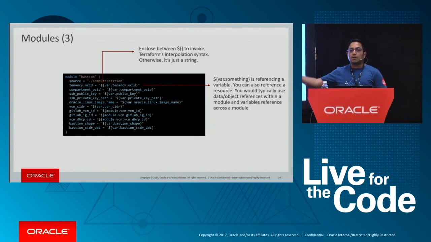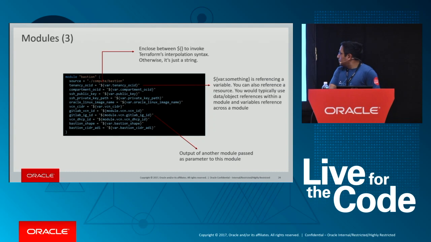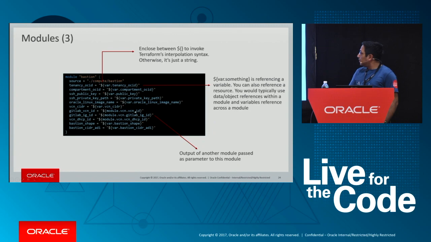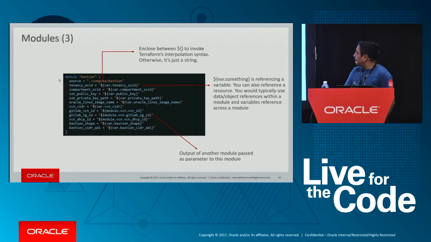So var, that's something. Although you can also do direct object references as well. All right, so now over here, lastly, what I'm doing, you can see here, is that I'm taking the output of this module and then passing it as a parameter to this module called Bastion, right?